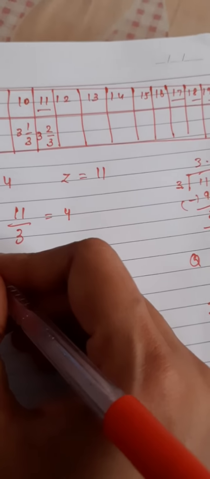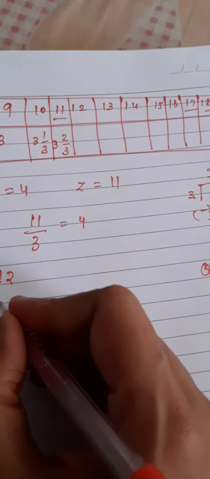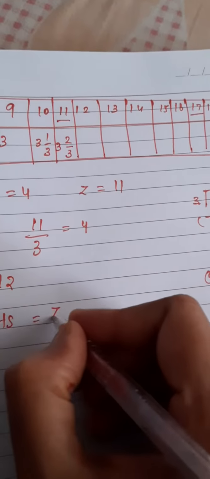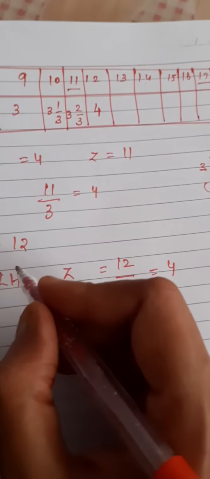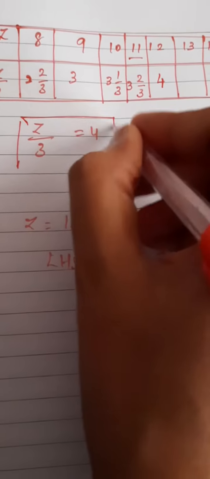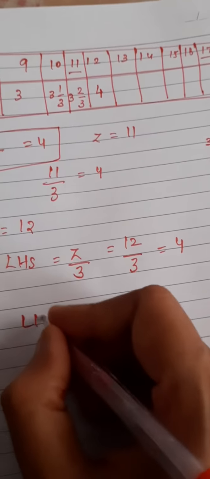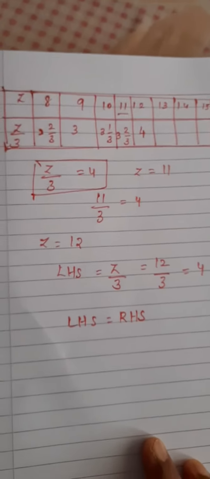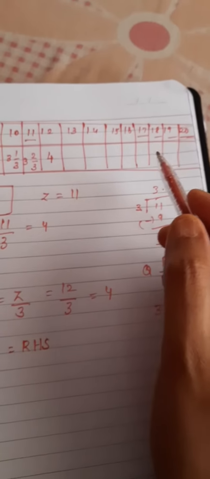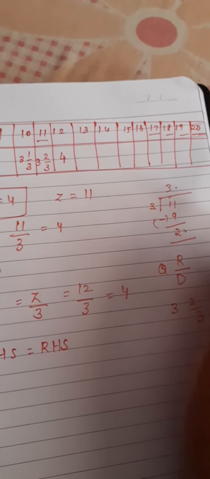Then for z equal to 12, so LHS is equal to z by 3 is equal to 12 by 3 equal to 4. So the answer is 4, and it exactly solves, left hand side equals the right hand side. So LHS is equal to RHS at this point. But we still need to complete for 13, 14, 15, 16, 17, 18, 19, 20.